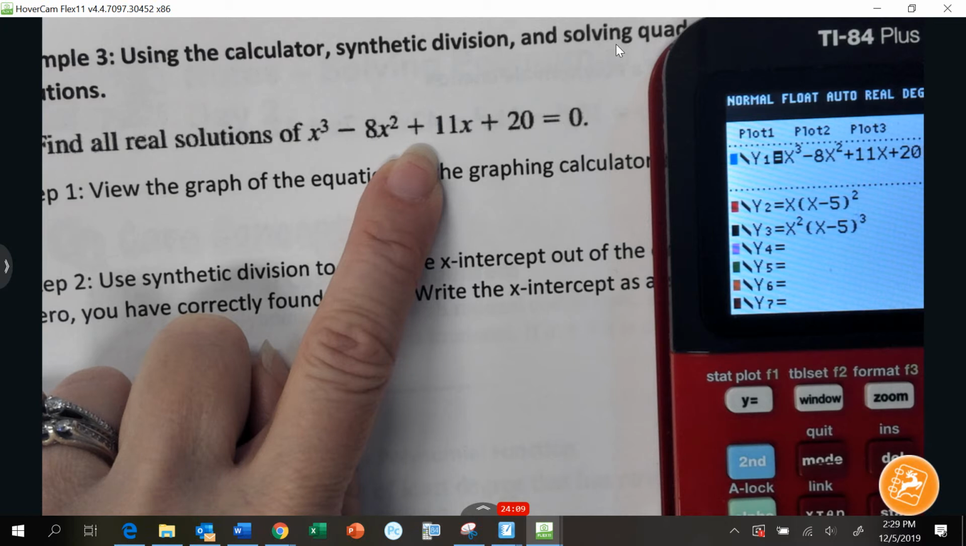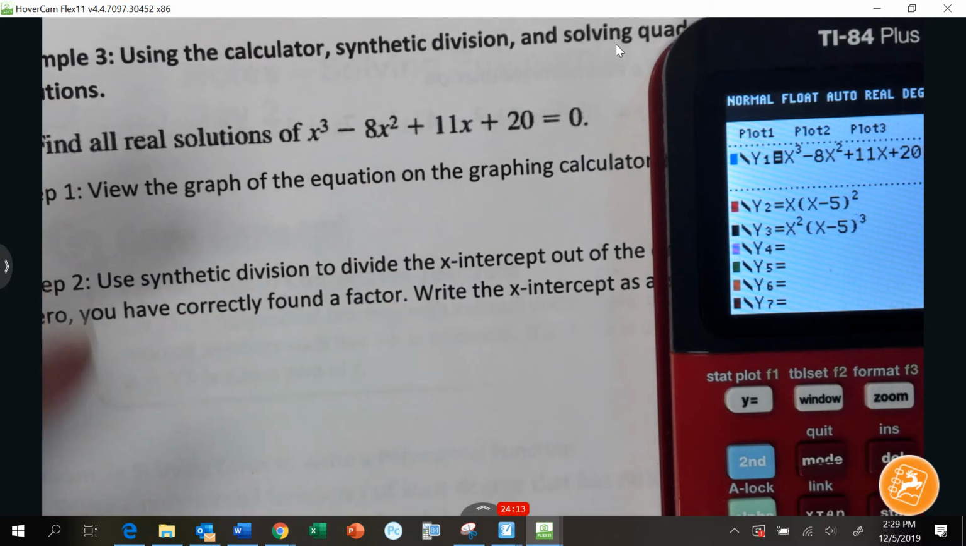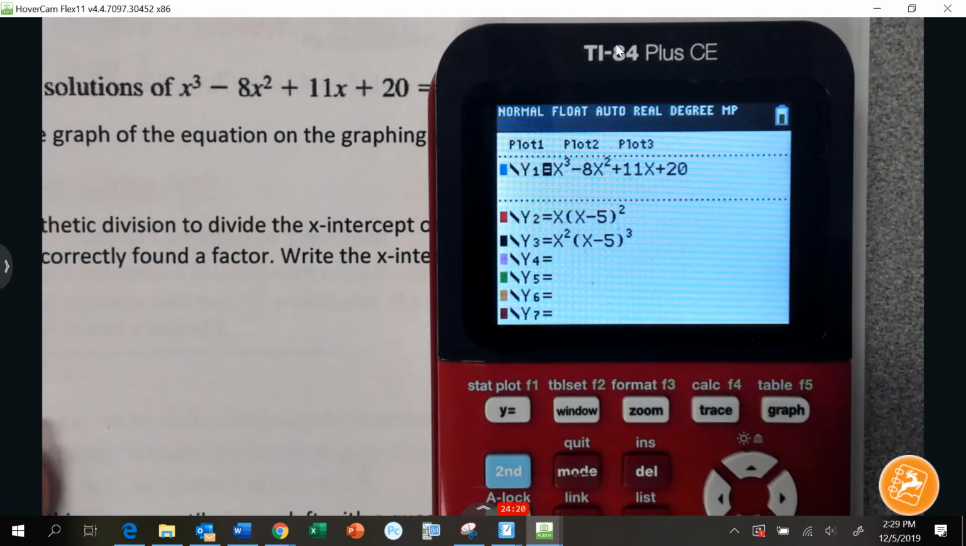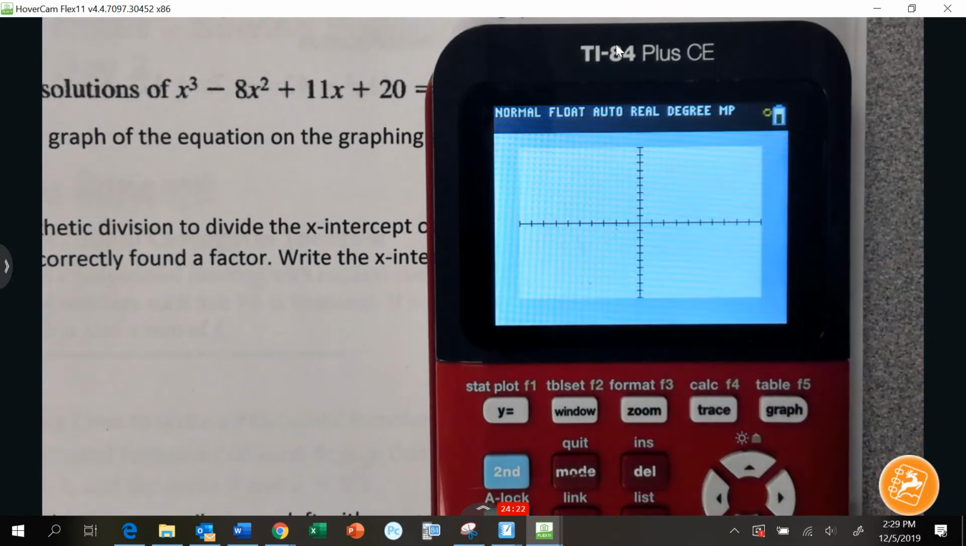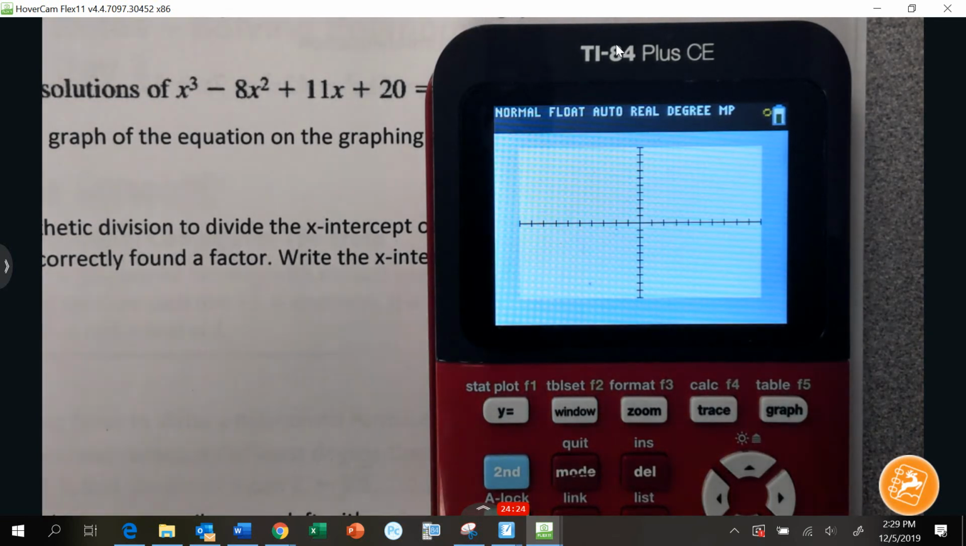Not when you're graphing it. But if you look ahead, step 2 says use synthetic division, so yes, but not what we're graphing at. Okay, so I typed it in, I'm going to hit graph. And you will see we have how many x-intercepts? 3. We have 3.